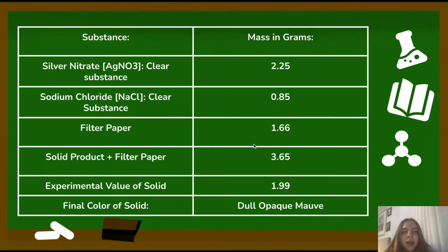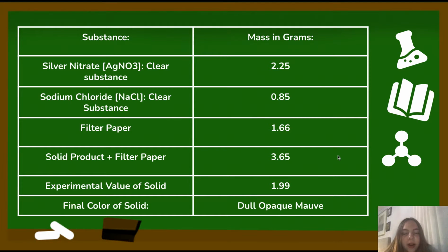Here is a data table of the substances and mass in grams of all my data. I first weighed the assigned amount of silver nitrate, which came out to 2.25 grams, and then I weighed the assigned amount of sodium chloride, which was 0.85 grams. Also, because I used the solid from two products within the filter paper, I had to weigh out my filter paper, and I got 1.66 grams.